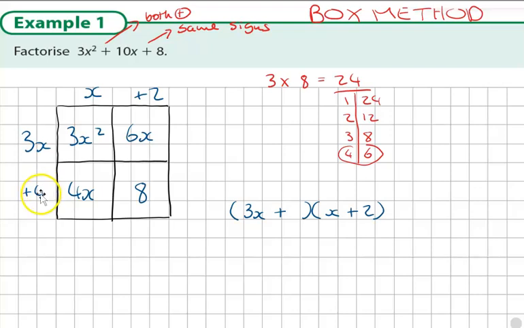And then this is going to be 4 because 4x divided by x is 4. So 3x plus 4 is going to be in the other bracket. So I have 3x plus 4 times x plus 2.